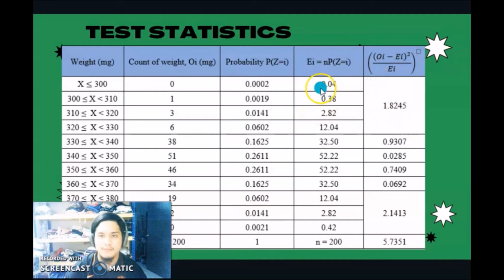So some of the expected frequencies are not greater than 5. So we must merge some of the categories here, like this and this. So we now have 1, 2, 3, 4, 5, 6 categories. So when we add all, we have a number of 5.7351.